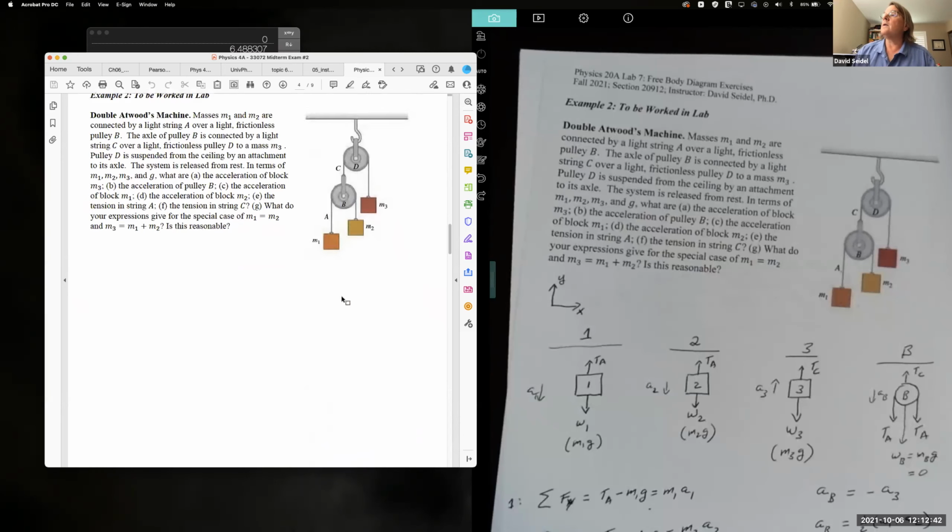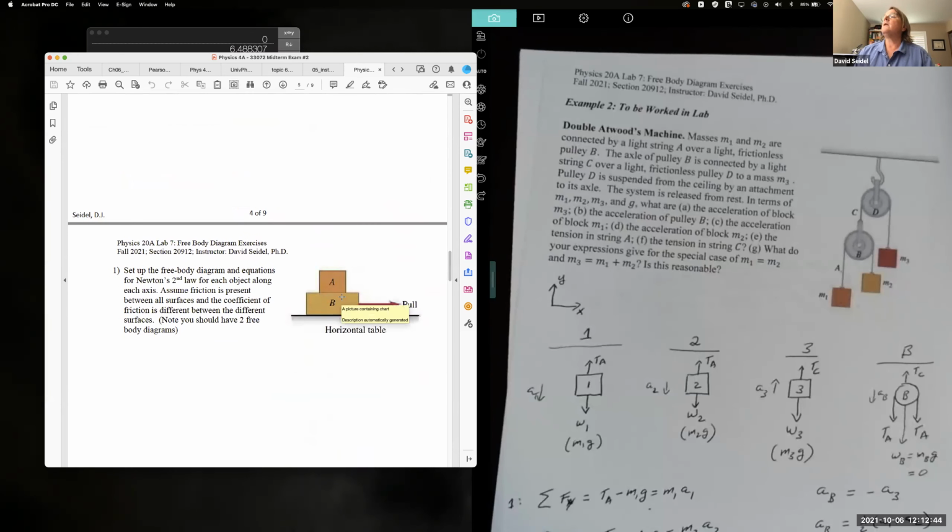Here are your free body diagrams. Here we have set up the free body diagrams for each object along each axis. Okay, so you have normal forces for your free body, but some of your force in the y are going to be 0, which is what you're going to do to then define the force of friction. So you have the sum of the force in the y being 0 in each case.